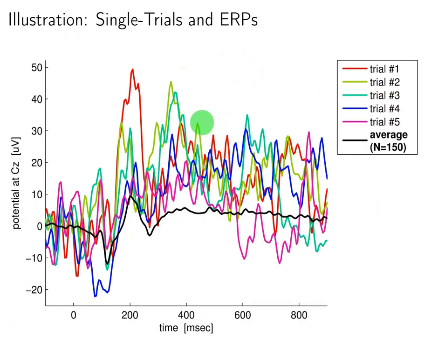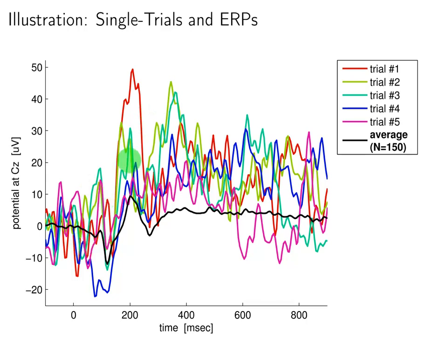So let's try to visualize single trials of event-related potentials. Here we see the single channel CZ recordings of event-related potentials, with different colors superimposed. And then we can see the average ERP acquired over 150 trials. We can visually say that the data look highly variable.